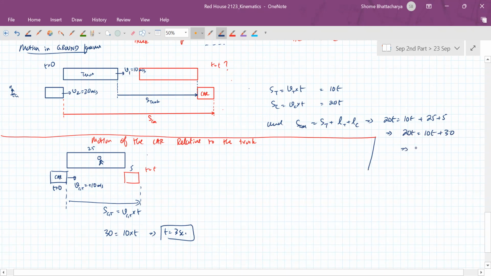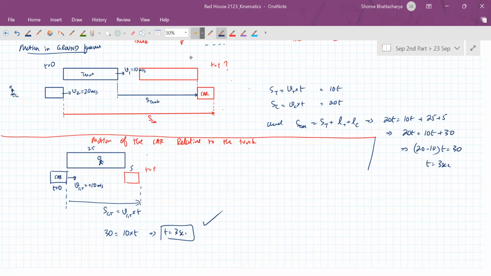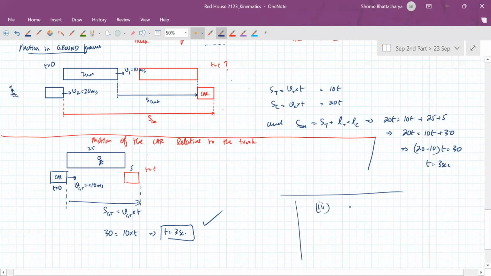So that's giving you the same result, but in a more complicated way. Whereas here it's a more direct way, because one of the things has become stationary for you, so it's always easier to analyze. Okay, but you can also see that through this diagram, I have also calculated the third thing. The third thing part was I wanted to calculate individual displacement of car and individual displacement of truck in this time, so that you got the time as 3 seconds.